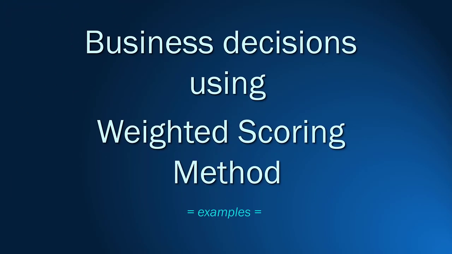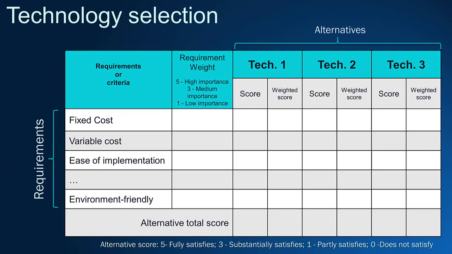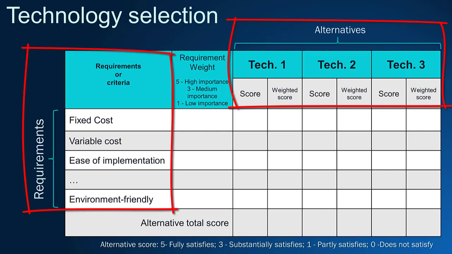Let's check now some practical business applications. This example shows how to select a technology. You can see technological alternatives in the columns and business requirements in the lines. You can evaluate each technology against each requirement, and then identify the most suitable for a specific application.